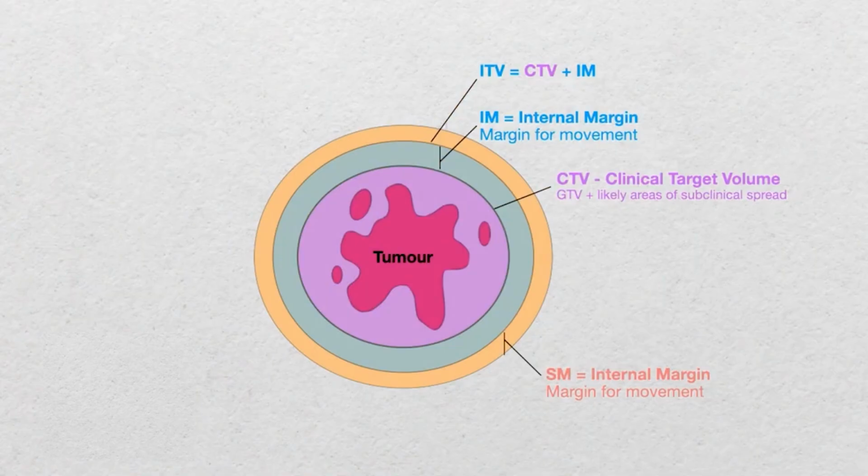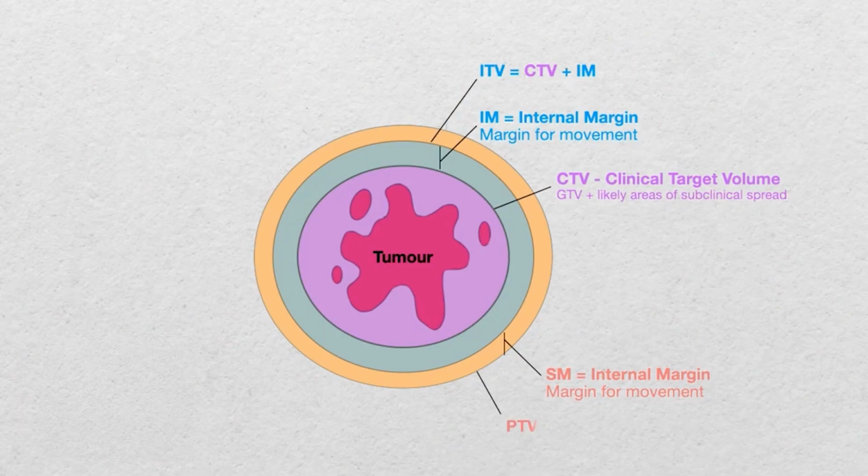The setup margin accounts for uncertainties in the relationship between patient and beams. It is worth noting here that image-guided radiotherapy, or IGRT, plays an important role in reducing this uncertainty. By using daily imaging before treatment, setup errors can be corrected in real time, which can justify smaller setup margins and therefore a smaller PTV overall.